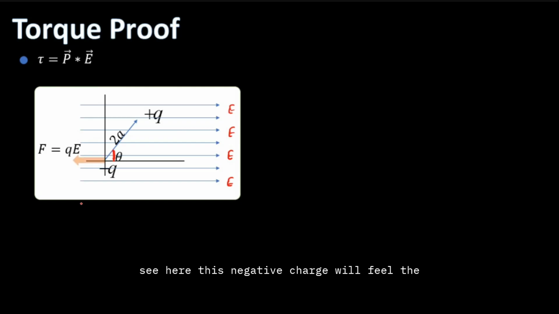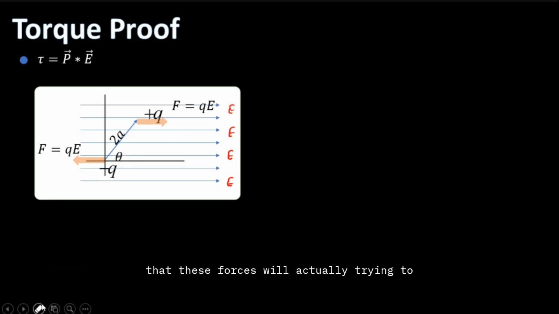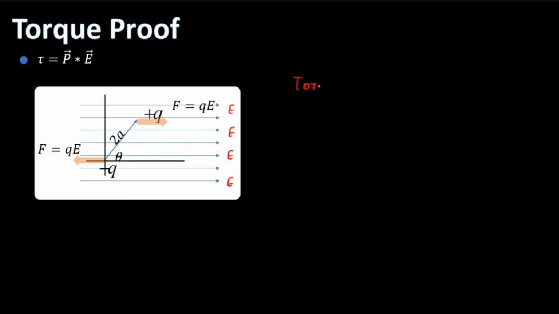As you can see here, this negative charge will feel the force in the opposite direction, and that force can be written as QE, whereas the positive charge will feel the force in the direction of the electric field. Now you can observe here that these forces are actually trying to rotate this whole dipole configuration. So when the dipole gets rotated through an angle theta, we can say it must have experienced some torque. So let us recall what torque is.